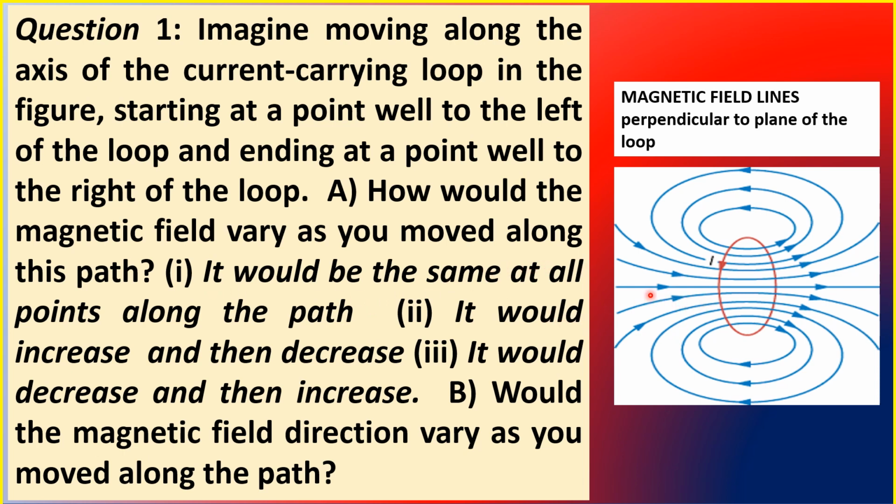So starting at a point to the left of the loop, you move through the loop and end at a point to the right of the loop. How do you describe the magnitude of the magnetic field as you move along this path? You'll have the answer and explanation in a short while.